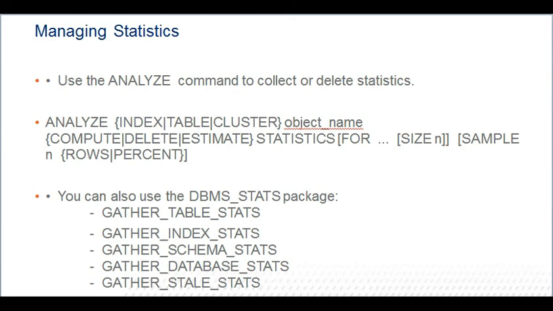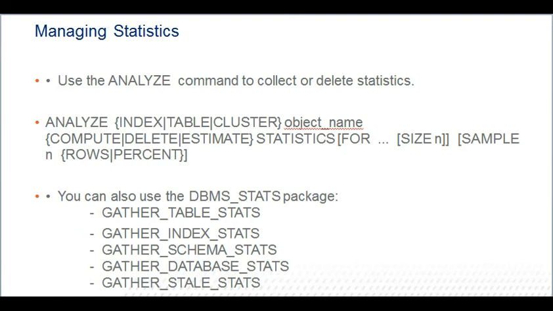Now, statistics accuracy. Compute calculates exact statistics. It performs a full table scan and several calculations. For a large table, this operation may take a long time. Estimate. We estimate statistics with this option. If we use this option with a suitable sample of data, it is almost as accurate as the compute option. Delete. We clear out statistics with this option. We do not need to use this option before reanalyzing an object because existing statistics are overwritten.